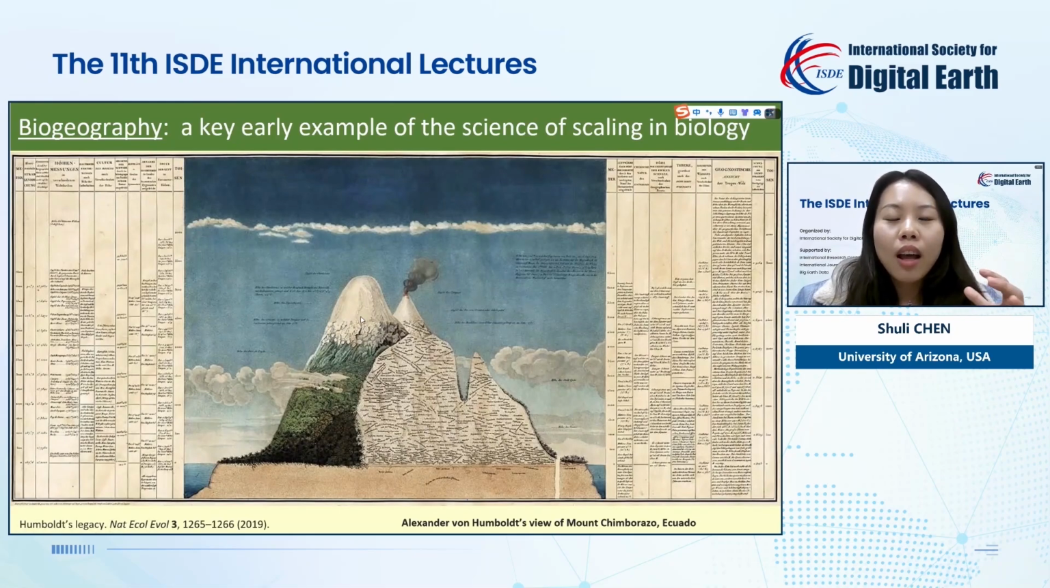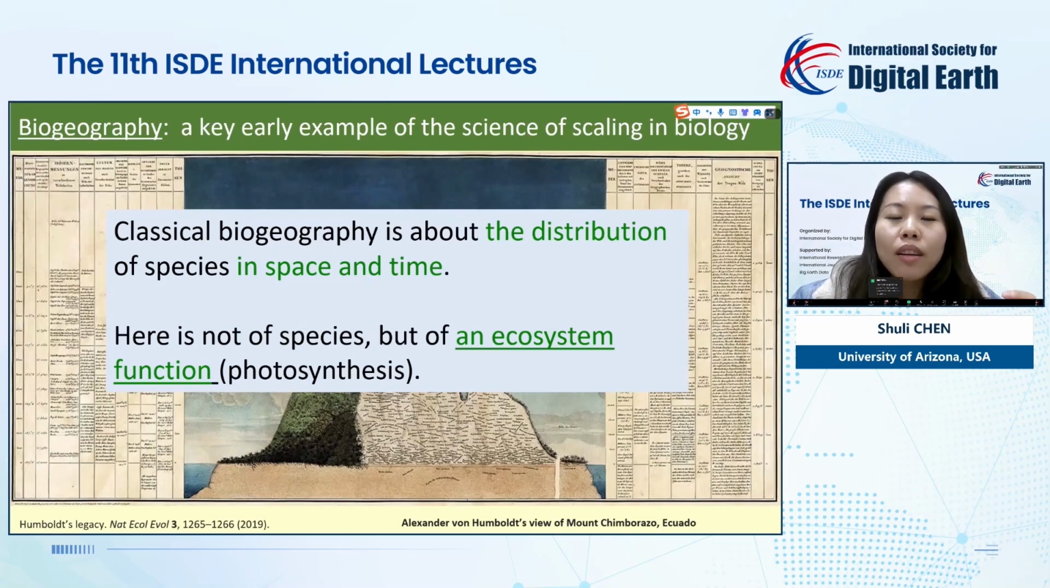And this is the picture proposed by Alexander von Humboldt, who is the father of biogeography. He depicted this picture called the Naturgemälde, the nature painting. It visualizes the different vegetation zones on the cross-section of the mountain, relating them to different altitude, temperature, or humidity. Classical biogeography is about the distributions of species in space and time. But right now, it's not about the species, it's about the ecosystem function through photosynthesis.